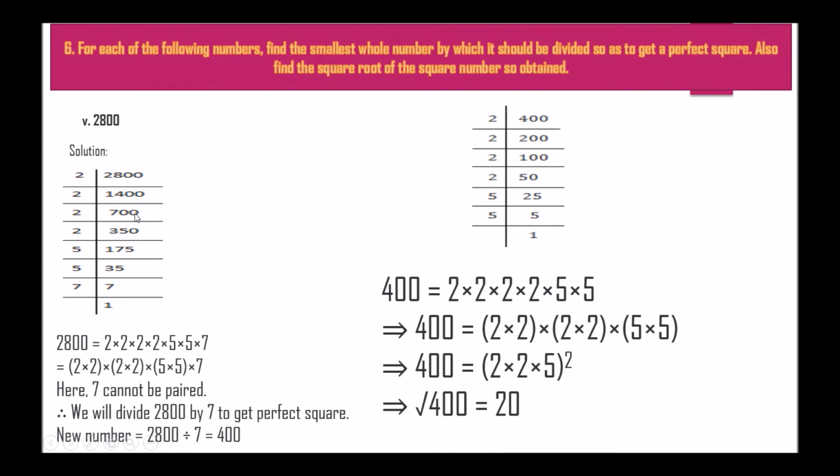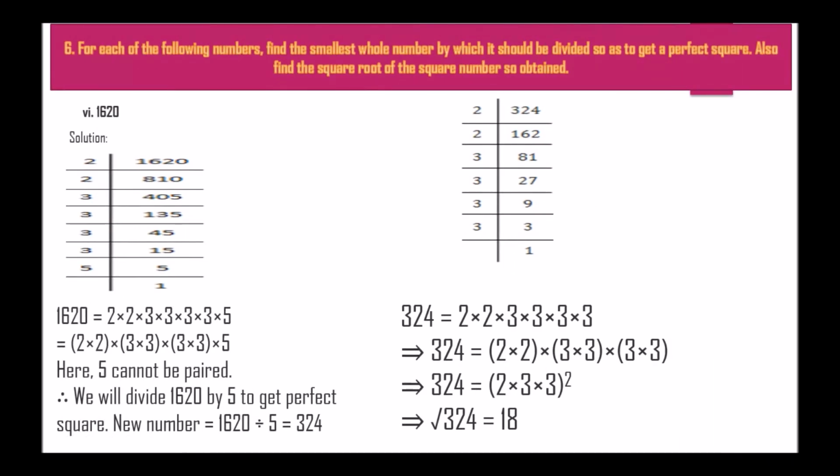2800. If we do it with the prime factorization method, we can see that 7 cannot be paired. So we will divide 2800 by 7 to get 400. Then we will find the square root of 400, that is 20.